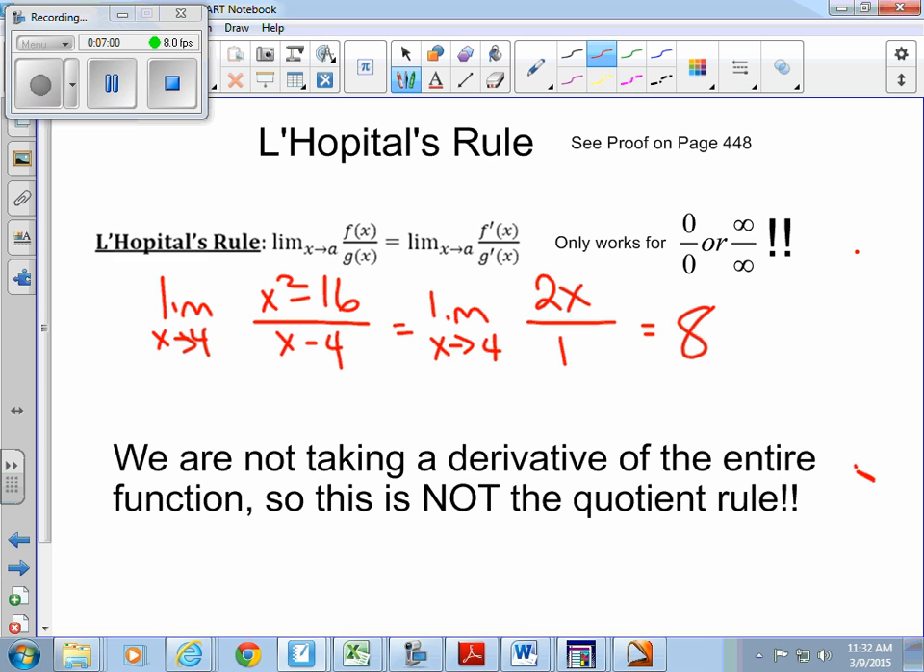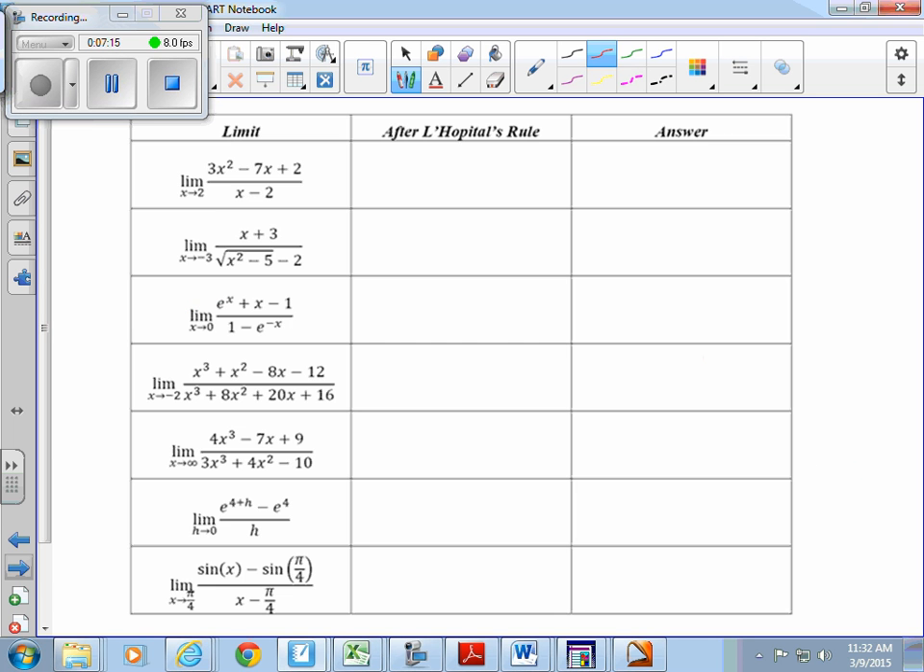Okay, so that's what we're learning today, L'Hopital's rule. The proof of L'Hopital's rule is on page 448. If you want to look at that later, you will see why it has to be in the form 0 over 0 or infinity over infinity for L'Hopital's rule to work. So, these are 7 limits, many of which would be very difficult. Would you agree?